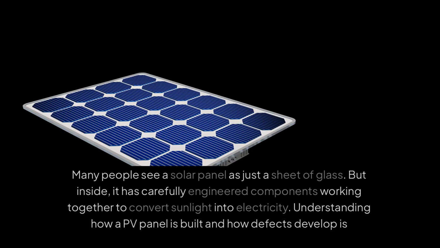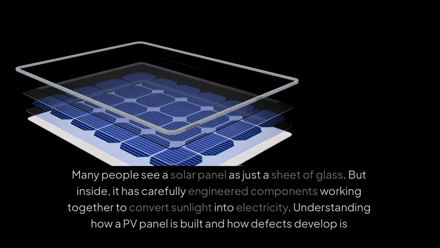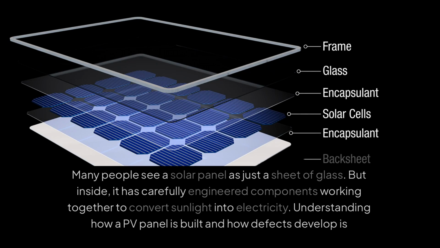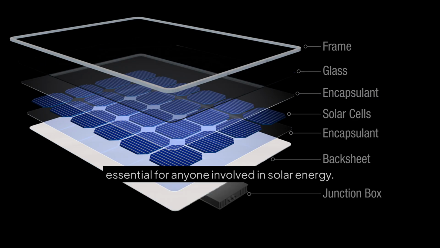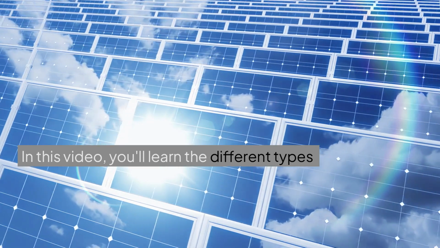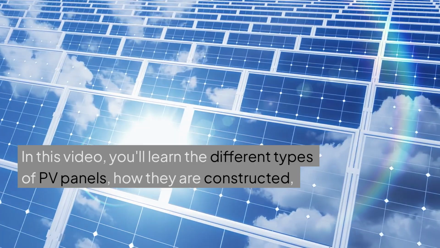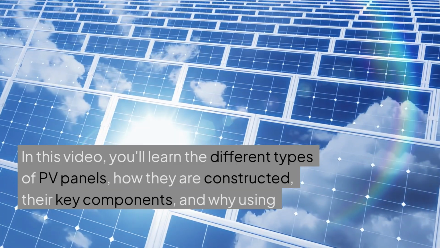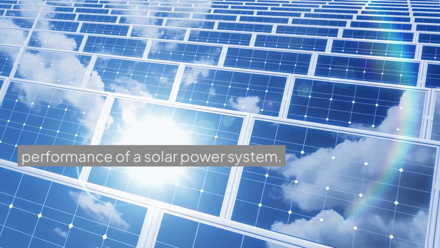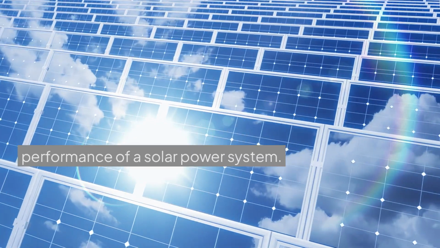Many people see a solar panel as just a sheet of glass. But inside, it has carefully engineered components working together to convert sunlight into electricity. Understanding how a PV panel is built and how defects develop is essential for anyone involved in solar energy. In this video, you'll learn the different types of PV panels, how they are constructed, their key components, and why using damaged panels can seriously affect the performance of a solar power system.